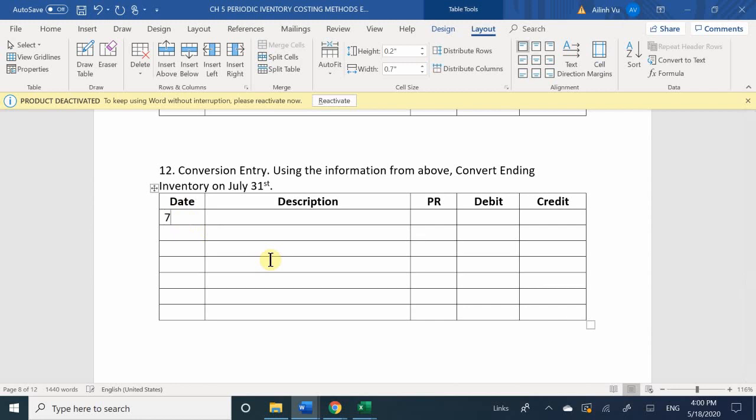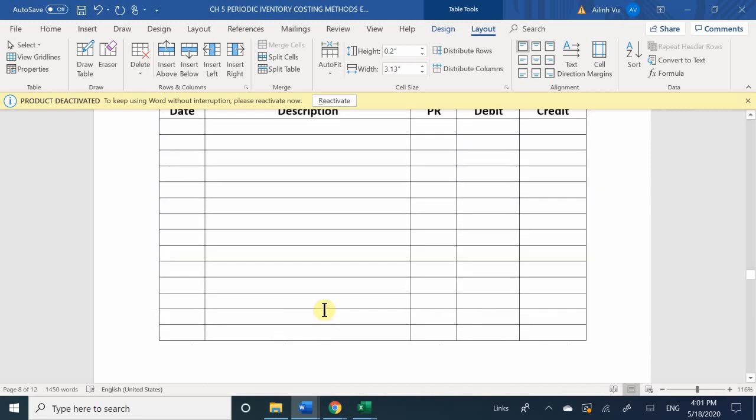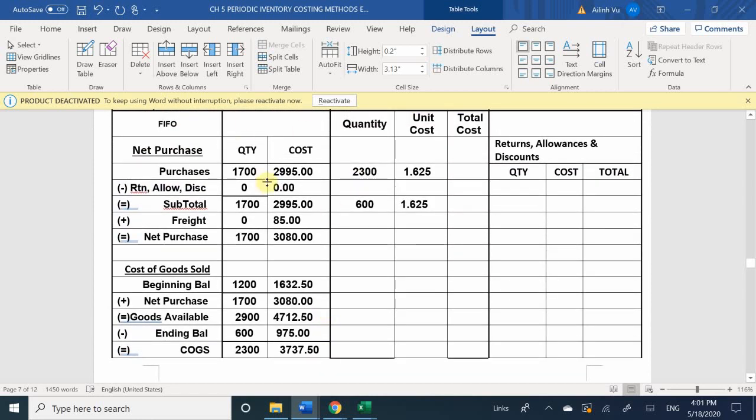So on July 31st, we had ending inventory, which was toys, for $975. We had a cost of goods sold for how much? $3,750. How much was our purchase expense? Let me scroll up real quick. Our purchase expense was how much? $3,080. That's our total cost, including freight.